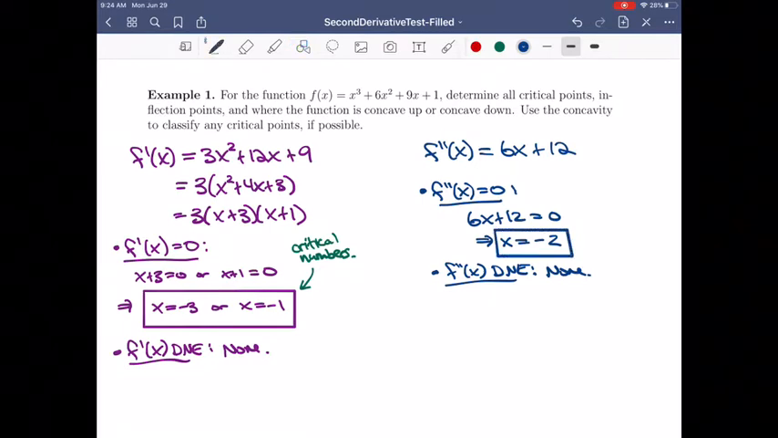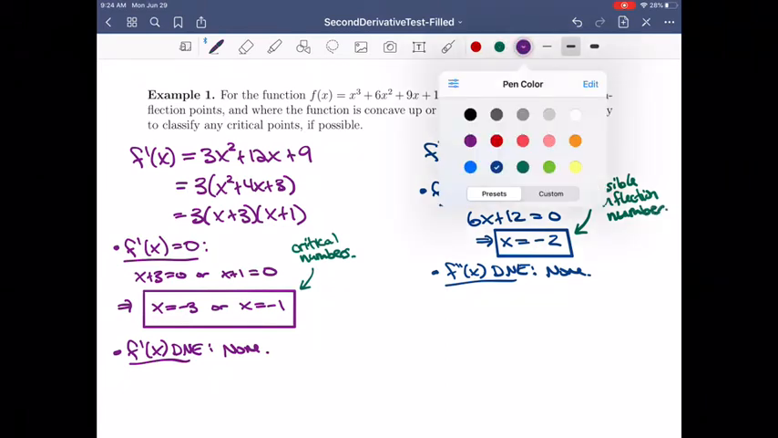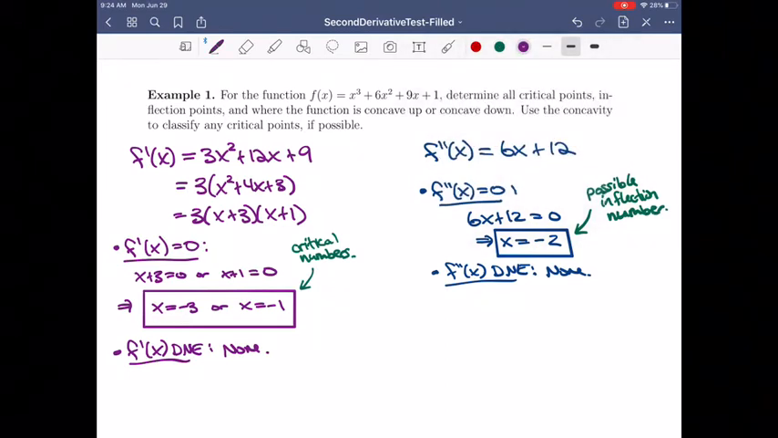So this x equals negative 2 is a possible inflection number. So we found all of our important numbers.